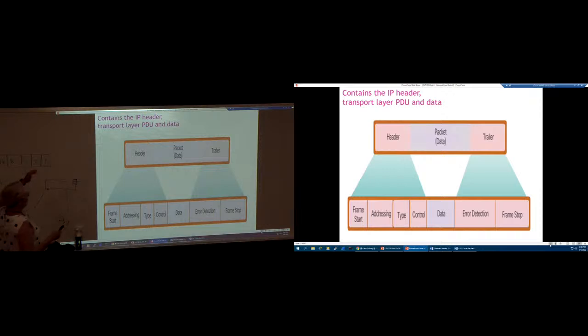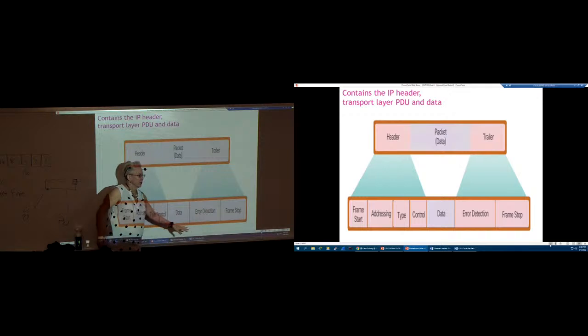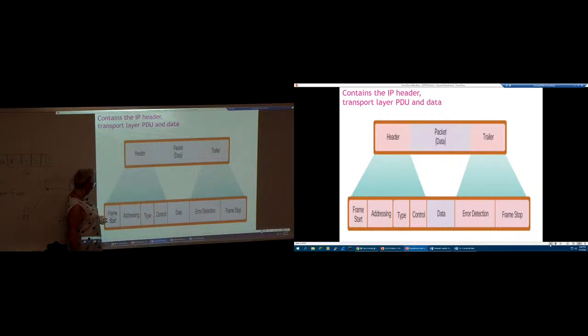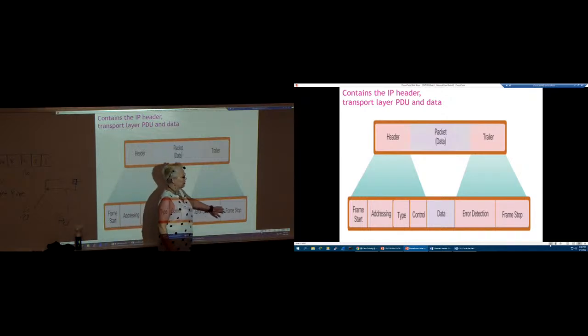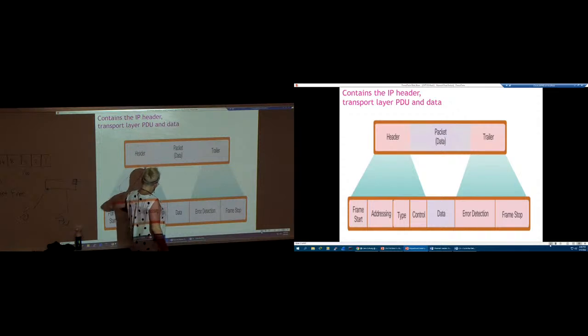So if we're moving down the OSI model and getting things encapsulated, here's my frame. The frame is made up of the frame start, addressing, type, control, data, error detection, and frame stop. Where would I find this stuff in these sections?